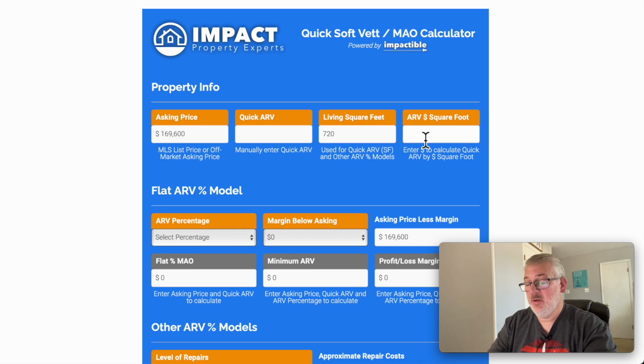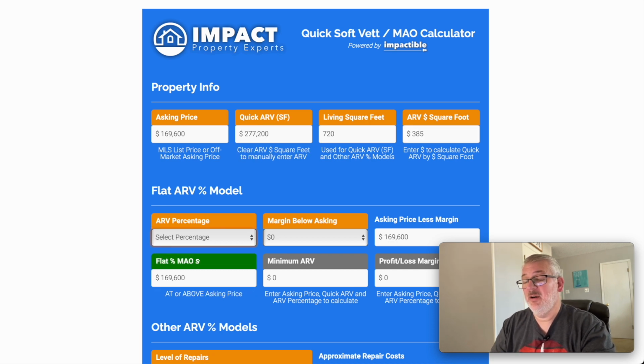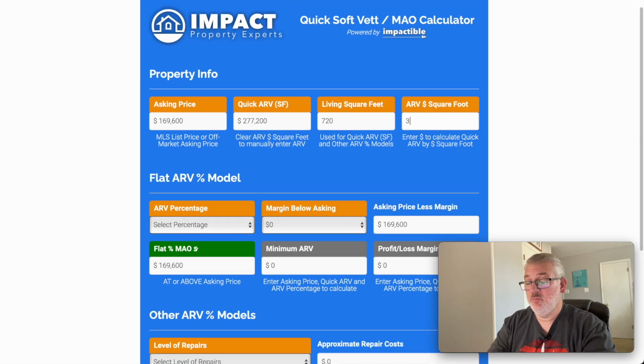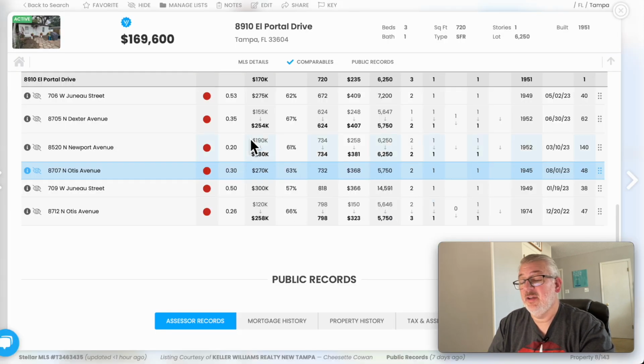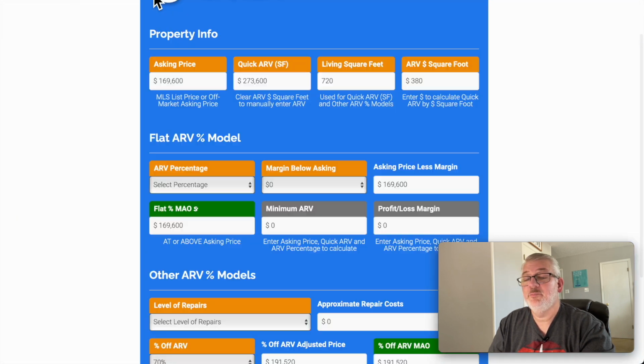So I'm going to put 385 here, and then bump it down to 380 to give us a better idea. Okay, let's put it at 380. That pushes the quick ARV to 273, and if we go back over here and look, that's about in the price range of the properties we see here.